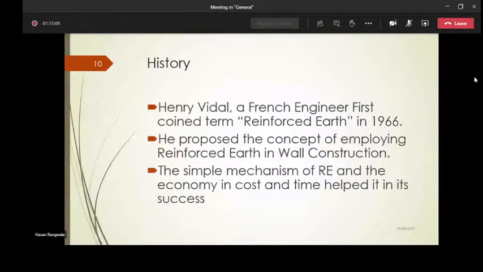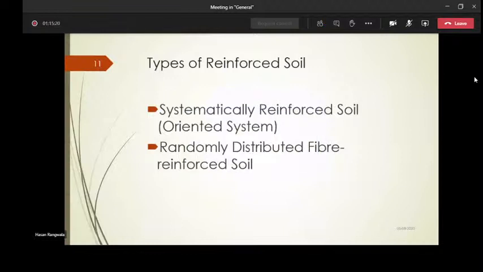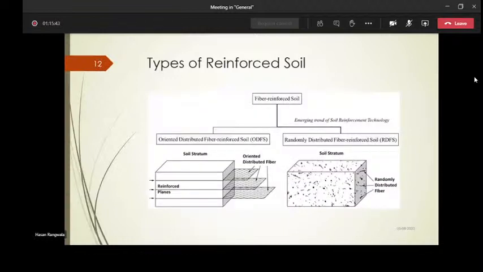So that is where it all started, and now we go to what this reinforcement technique is, or you can say the types of reinforced soil. Okay, so there can be two types of systems. One is a systematically arranged or oriented system, and another is a randomly distributed fiber reinforced soil system. Okay, what is the basic difference between these two? It is an orientally distributed fiber or systematically distributed fiber.